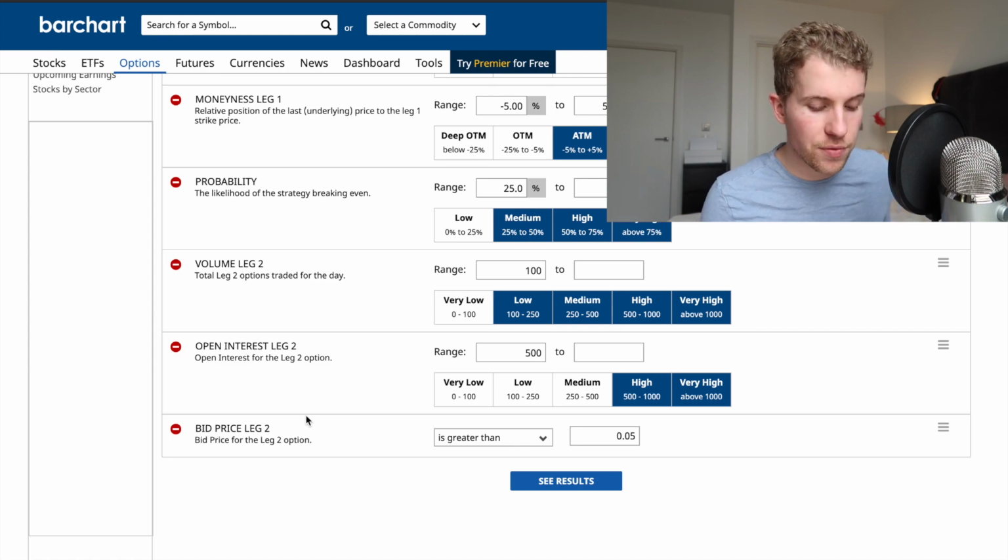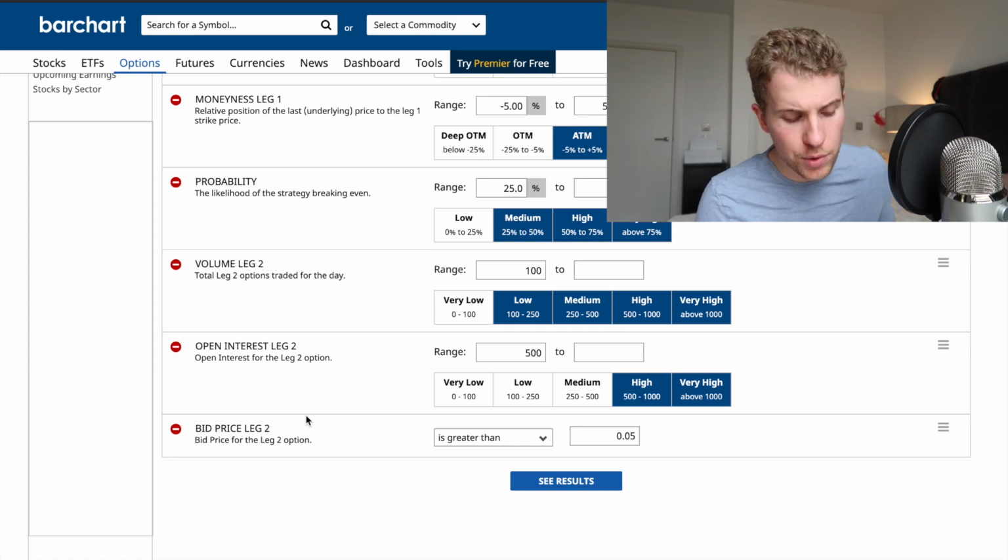For example, we have the volume, we also have the open interest, and we also have a minimum bid price. And now that we saw the different filters and how the screener is actually made, let's go on to the result part.